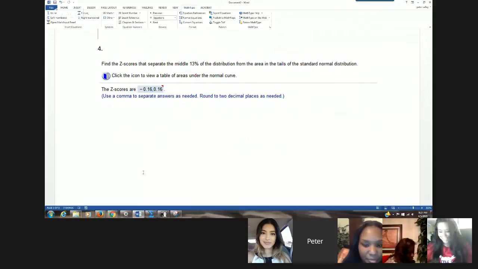Okay, so the question on number 4 says, find the z-scores that separate the middle 13% of the distribution from the area in the tails of the standard normal distribution. Now, the question here is, we have norm CDF and we have inverse norm. Norm CDF says, give me the numbers that are the upper bound and the lower bound, and I will give you a percent back. Inverse norm says, give me the percent, and I'll give you the lower bound.